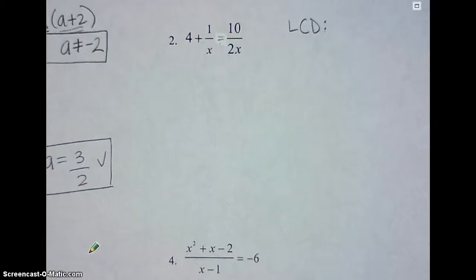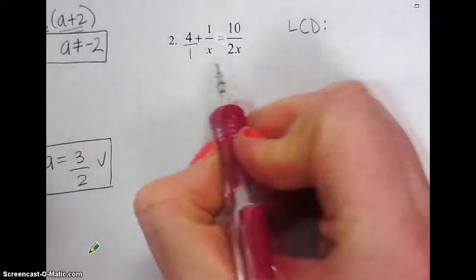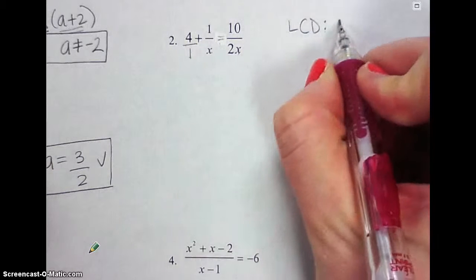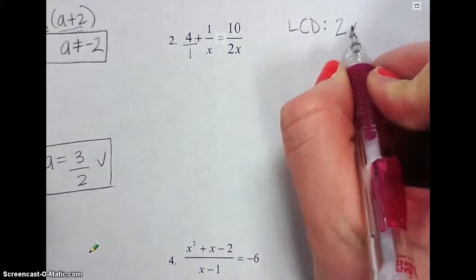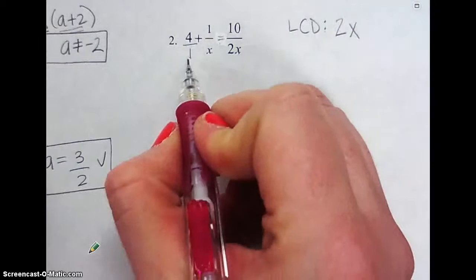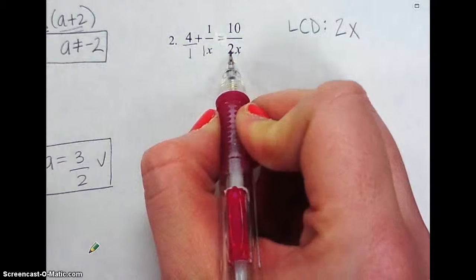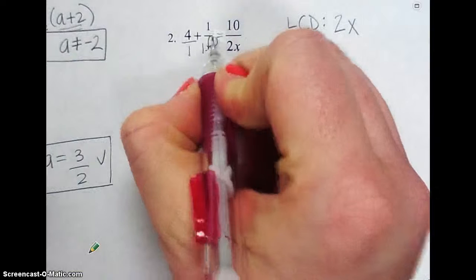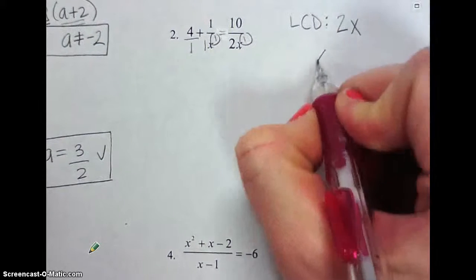Okay, what's under the 4 here? A 1. So we have a 1, an x, and a 2x. So what's our LCD going to be? 2 and x. So the 2x is correct. We have a 1 and a 2, so the number is a 2. You take the highest degree of your exponent. So they're both 1s, so we just take 1x. What can x not equal here?